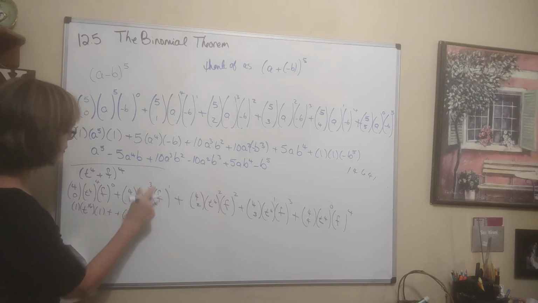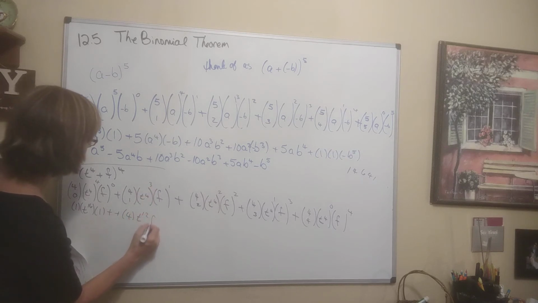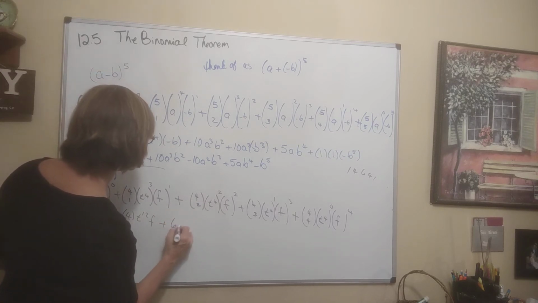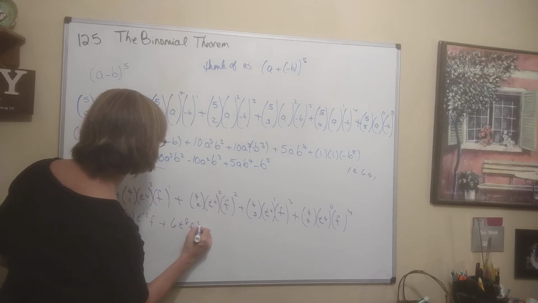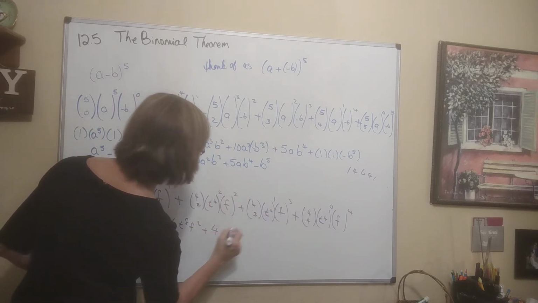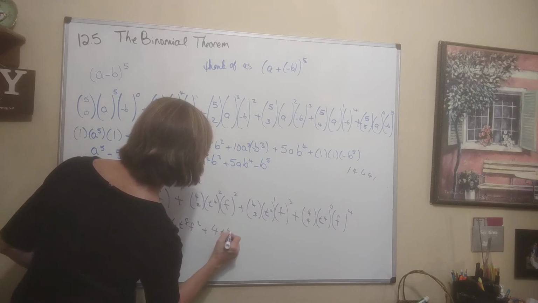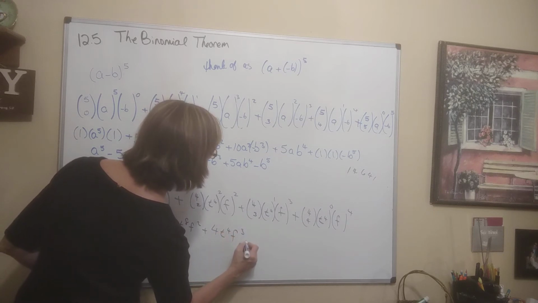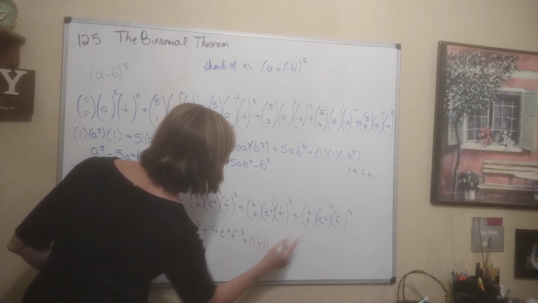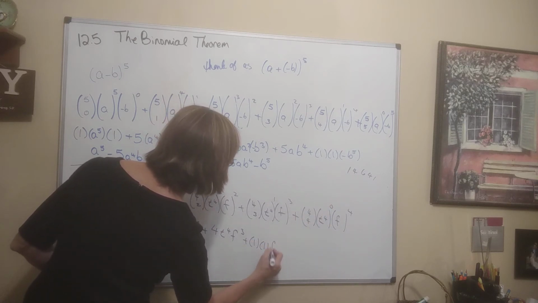T to the 4th to the 3rd is T to the 12th times F. 4 choose 2 is going to be a 6. T to the 8, F squared. 4 choose 3 is going to be another 4. T to the 4th, F cubed. 4 choose 4 is going to be a 1 times a 1. Something to the 0 is 1 times F to the 4th.